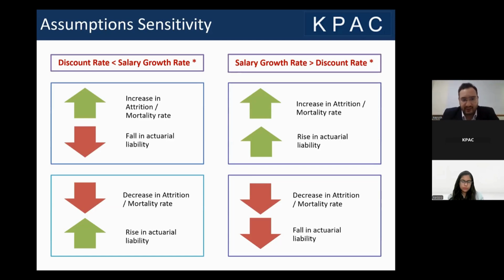Why is it happening? Whenever I am increasing my attrition rate, in the previous example where we saw that the attrition rate was 0%, my expected remaining working lifetime was 20.